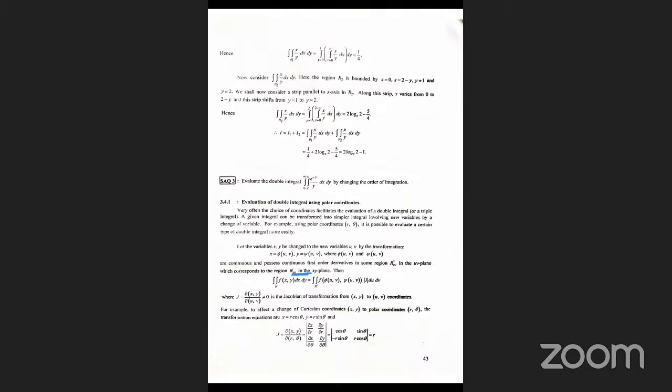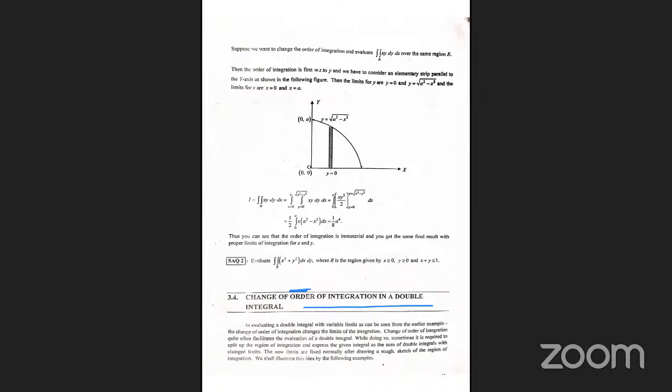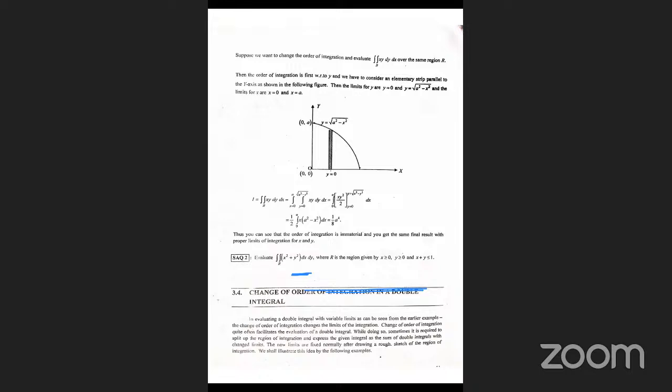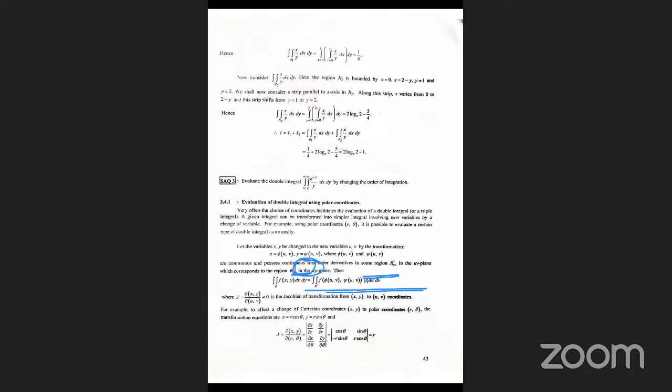In dx dy, we completely changed. In the last problem, we were changing the order of the integration, which means we were changing the limits. But here we are changing the variable. In place of dx dy, we are changing to du dv. We are not changing the limits; here we are changing the variables completely. In place of dx dy, we use du dv.